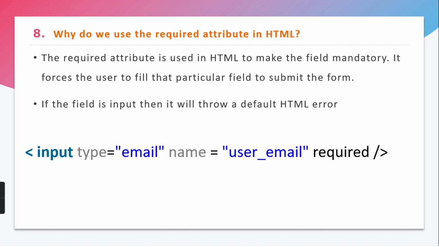The eighth question is, why do we use the required attribute in HTML? The required attribute is used in HTML to make a field mandatory. For example, in a form, if a text field is empty, it sends an error message to the user and forces the user to fill that particular field to submit the form. Because of that, the attribute is required. If the field is empty, it will throw a default error message. This is about the required attribute in HTML.